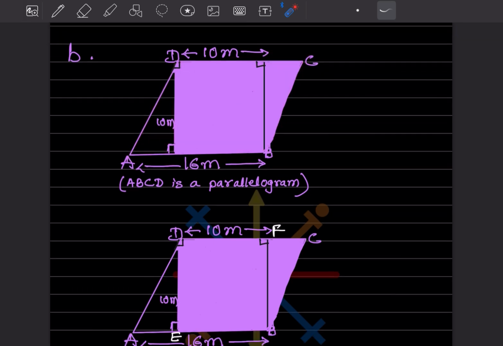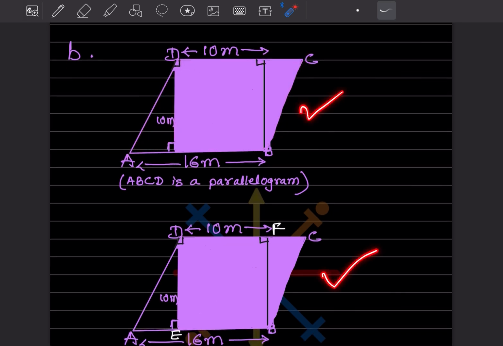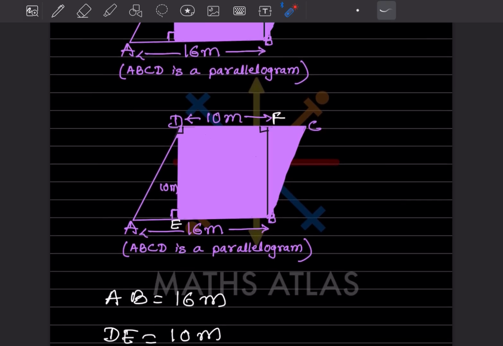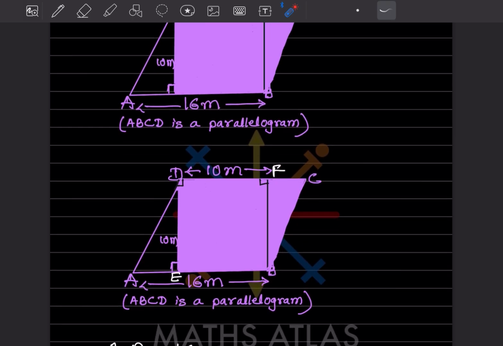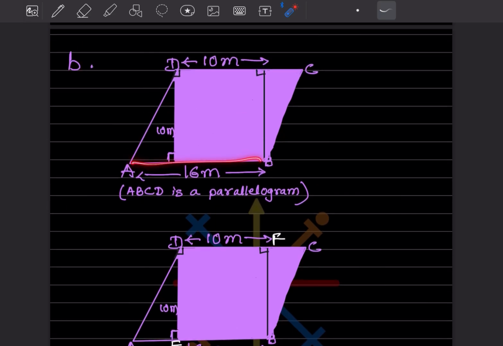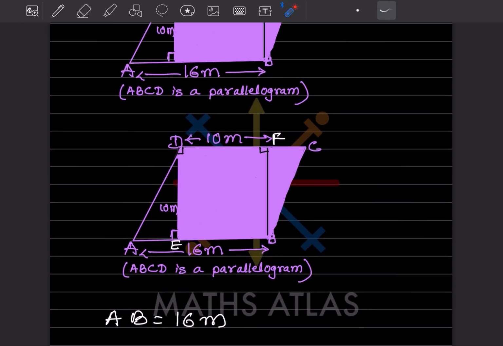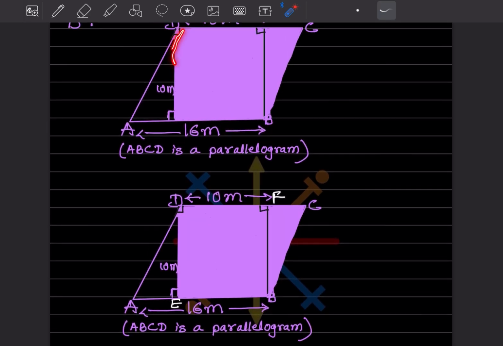Now same thing, I have copy pasted it over here. Why did I do so? Because now I put here E and this as F. This was not given in the figure, so this is extra. You can put any alphabet over here. Now let us write the given things first. AB is 16 meters, and D is 10 meters.